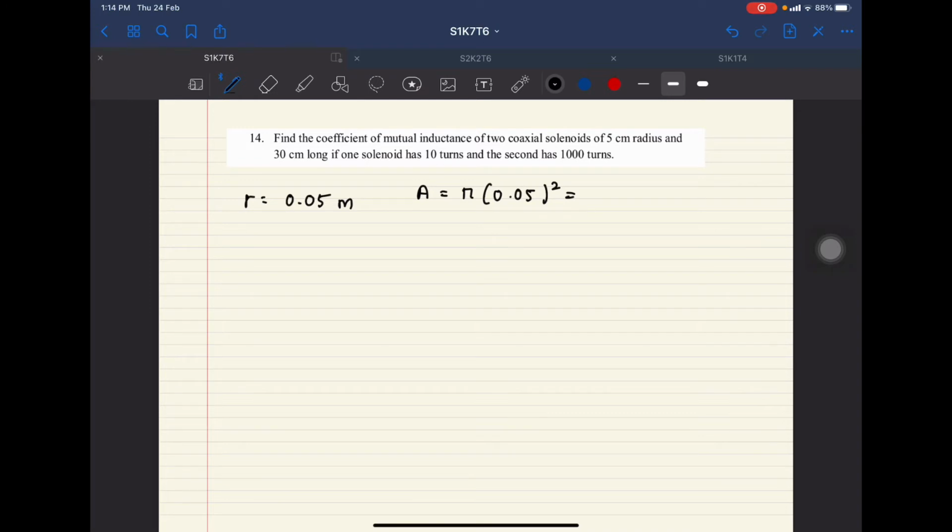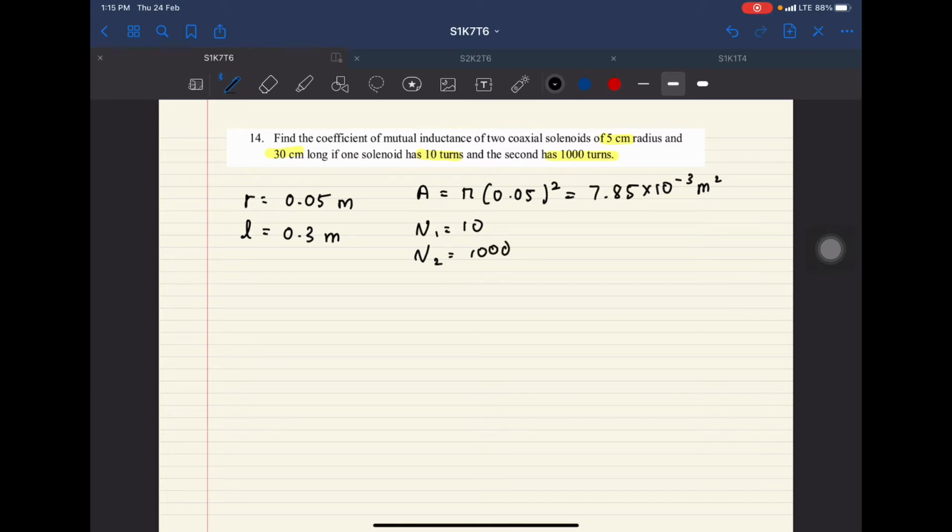So I got 7.85 times 10 to the power of negative 3 meters square. The length L is 0.3 meter, I change to meter. And then if one solenoid has 10 turns and the second one has 1000 turns, so N1 is equal to 10. Okay, normally the numbers of turns is not equal.